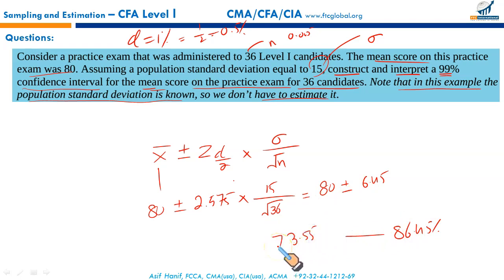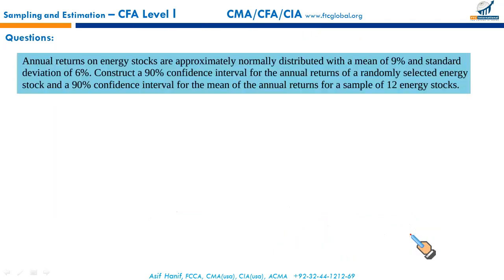Now, if 99% is the degree of confidence, then it means your true population parameter will fall within this. The 99% confidence interval ranges from 73.55 to 86.45. Or if this is the score, you can remove the percentage sign. This is the value, the lower and the upper. So you are 99% confident that your true population parameter falls within this range. Okay, we got some basic understanding. Let us go ahead for a bigger question.